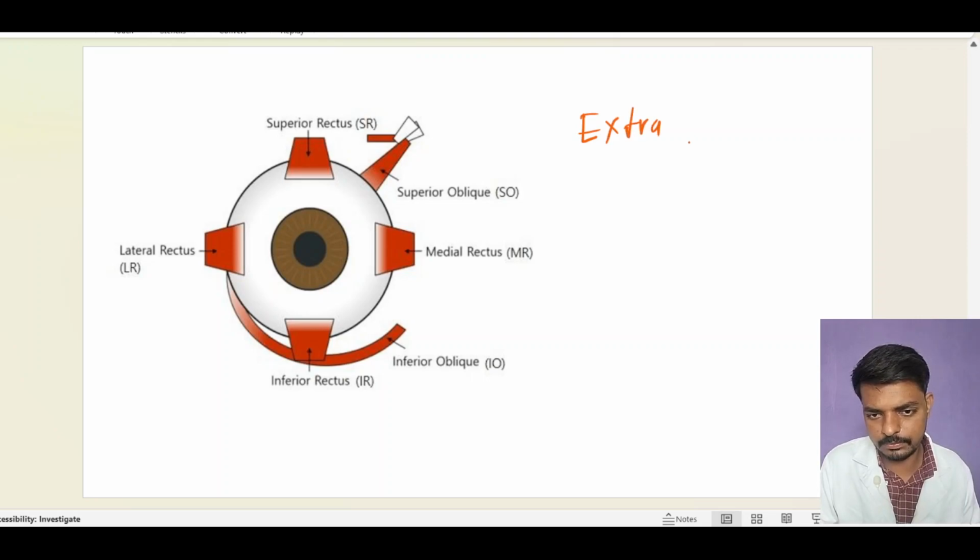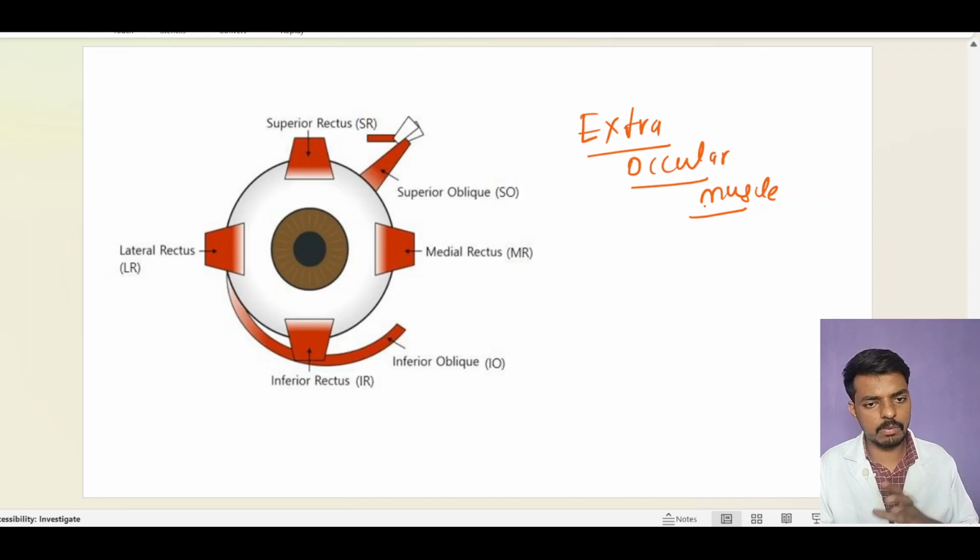Extraocular muscles, which are responsible for our eyeball movement. These extraocular muscles are supplied by three cranial nerves. Three cranial nerves, very importantly. For moving our eyeball, how many nerves are responsible? Three cranial nerves. I will tell you which are those three cranial nerves and what is the function of those three cranial nerves.